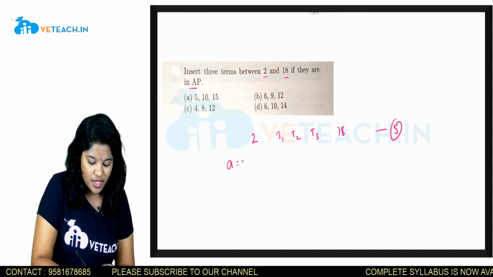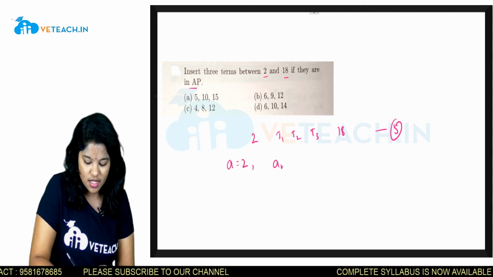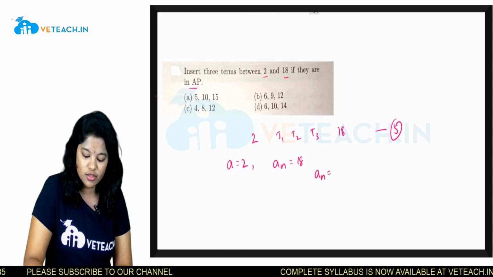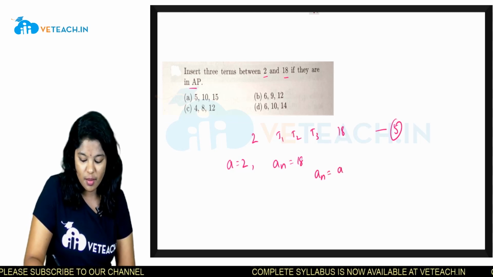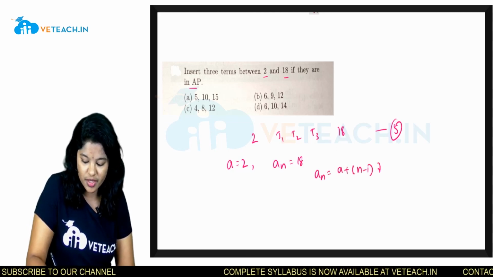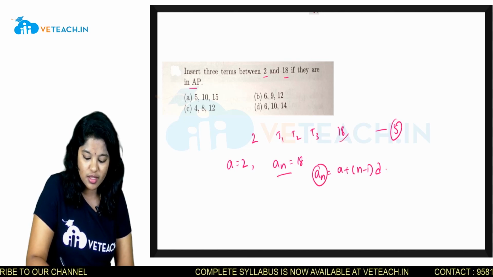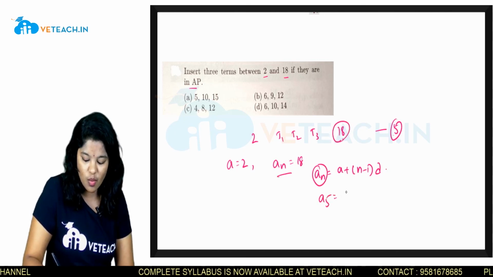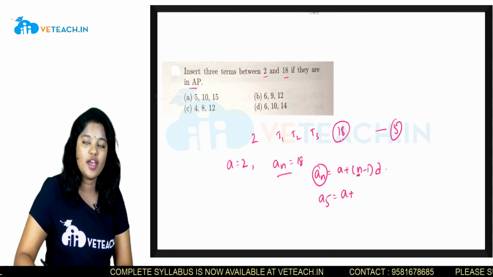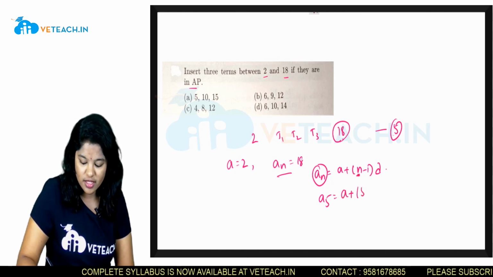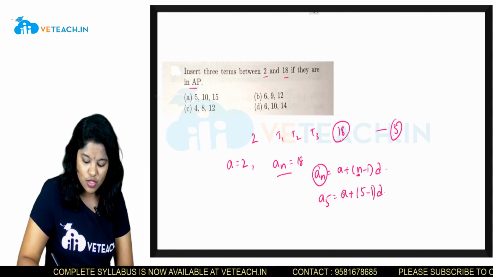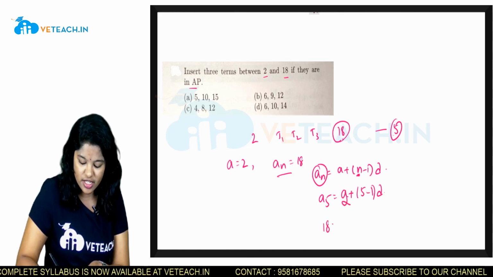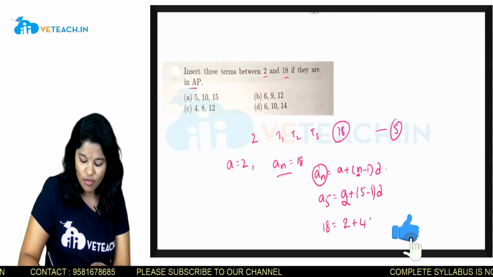So the first term A is equal to 2, the last term AN is equal to 18. The general formula is AN equal to A plus (N minus 1) into D. Here AN is nothing but the last term, that is A5, the fifth term. So A5 is equal to A plus, in place of N write down 5, (5 minus 1) into D. We also know the value of A, that is 2. So A5 is 18. 18 is equal to 2 plus 4D.